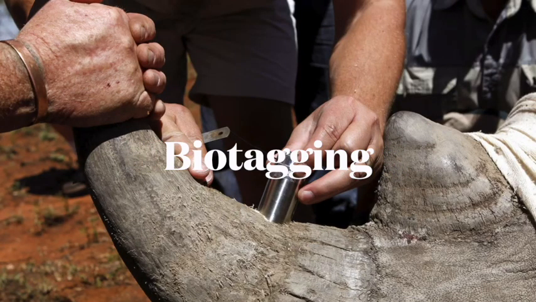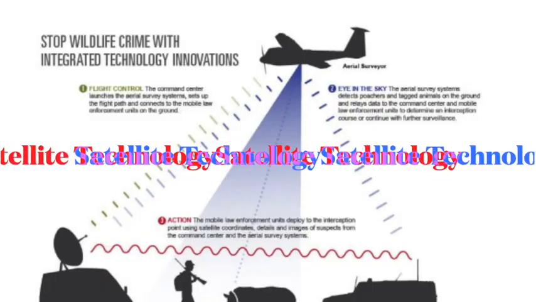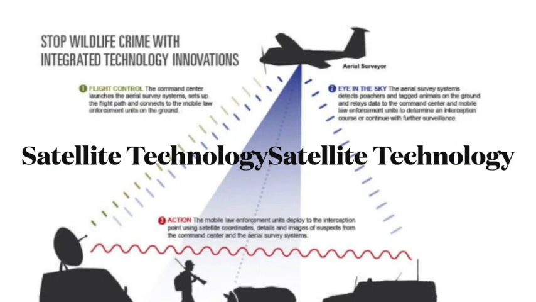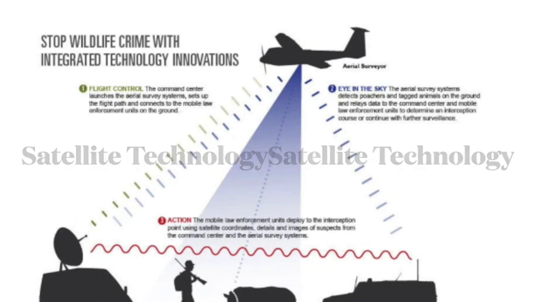Biotagging. A biotagging system of miniature sensors could be developed and placed on animals. These sensors, which might include accelerometers or heart rate sensors, could be used to detect when an animal is trapped or shot. Satellite technology. Satellite technology and machine learning are being used to track illegal and environmentally damaging activities.